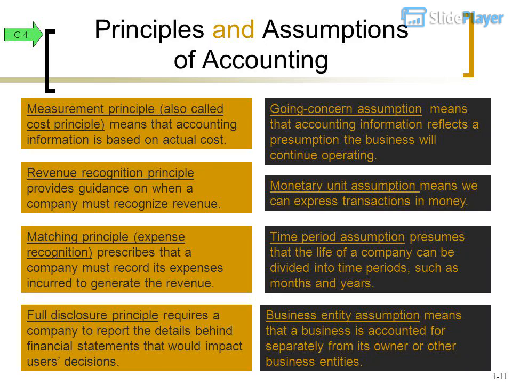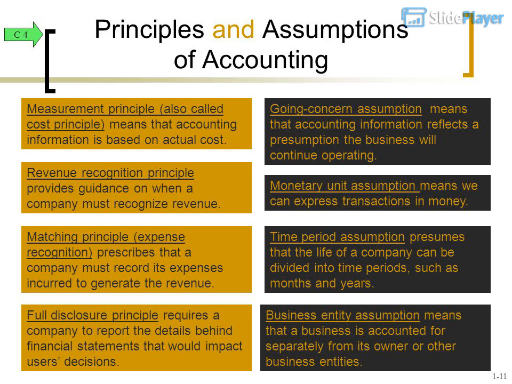Principles and assumptions of accounting. Measurement principle, also called cost principle, means that accounting information is based on actual cost. Going concern assumption means that accounting information reflects a presumption the business will continue operating. Revenue recognition principle provides guidance on when a company must recognize revenue. Monetary unit assumption means we can express transactions in money. Matching principle, expense recognition, prescribes that a company must record its expenses incurred to generate the revenue. Time period assumption presumes that the life of a company can be divided into time periods, such as months and years.